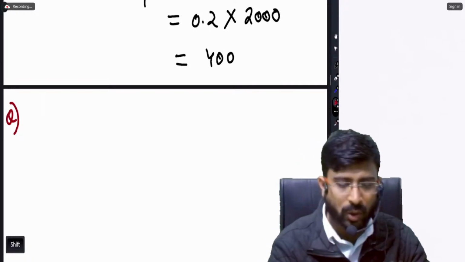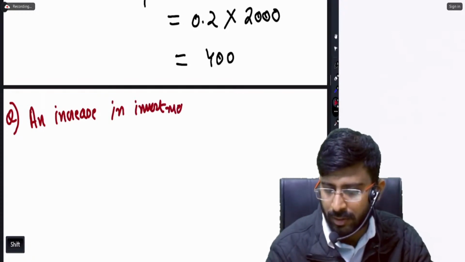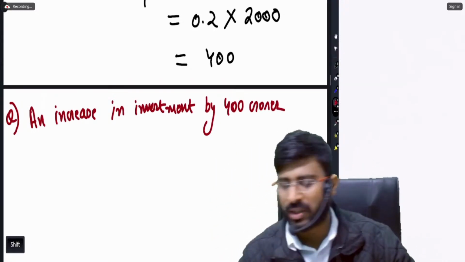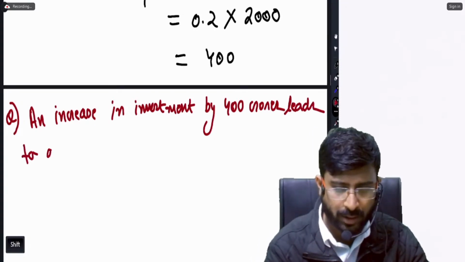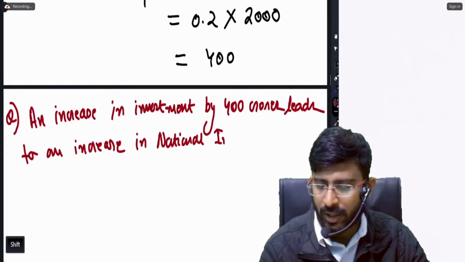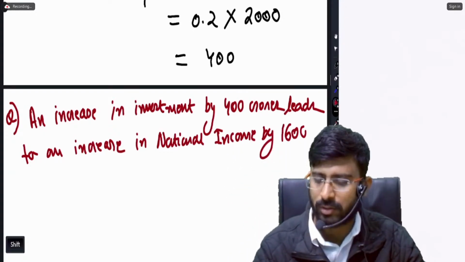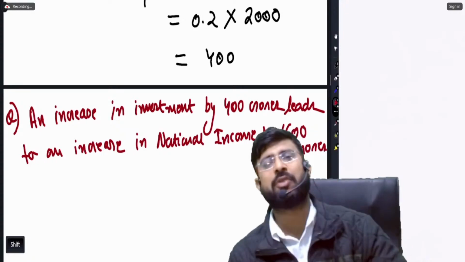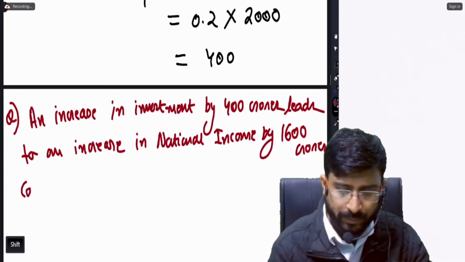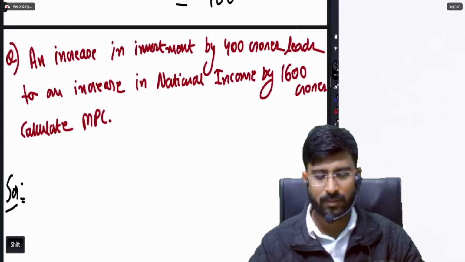An increase in investment by 400 crores leads to an increase in national income by 1600 crores. Calculate MPC. The question is to calculate MPC. Come on, everyone, try it out. You have to find out MPC.